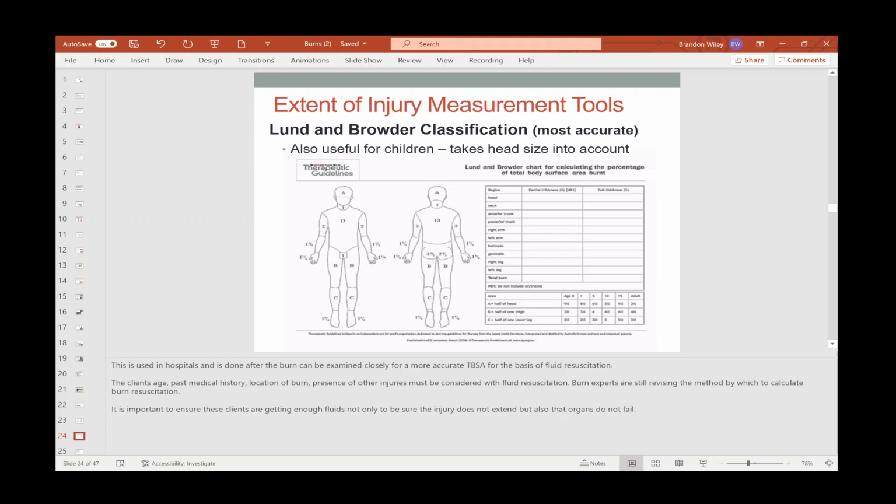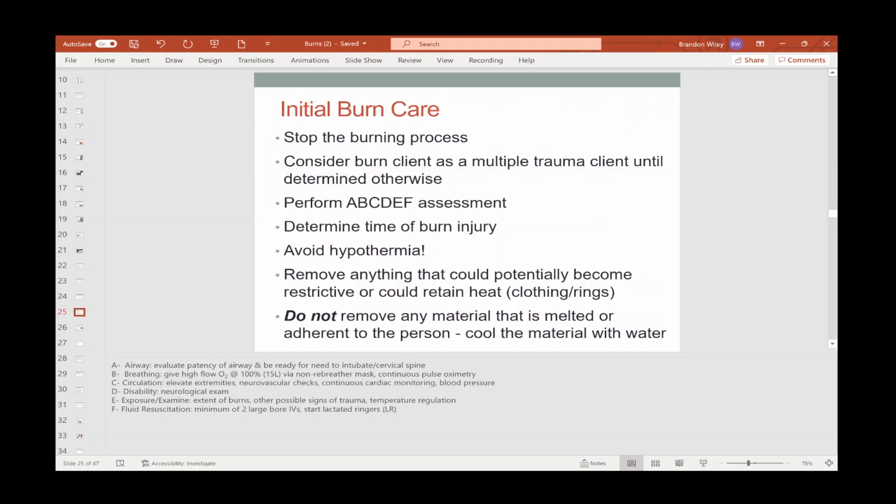All right, so burn care, very important. The very first thing you want to do, you want to stop the burn. Pull them out, pull them away, whatever it is that you need to do. Cool it off. Take the burning stuff off of it. Whatever it is, stop the burn.